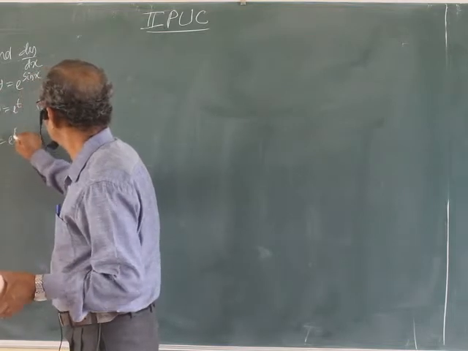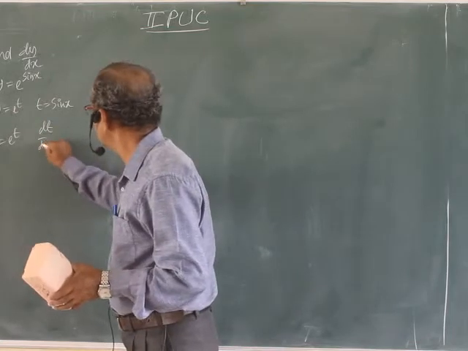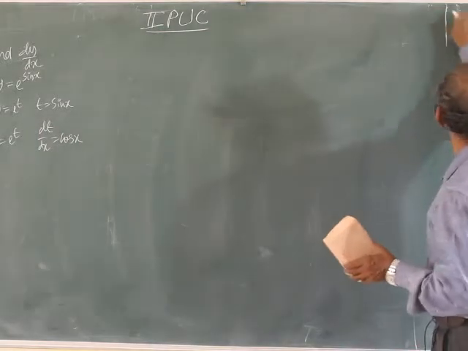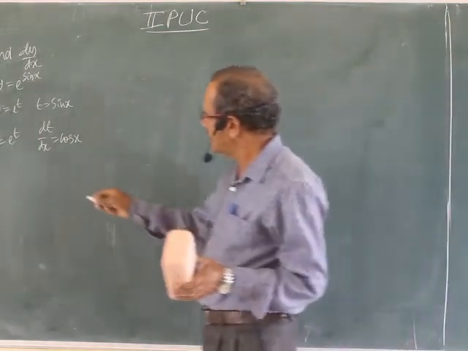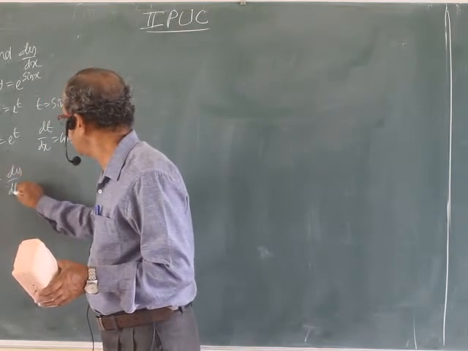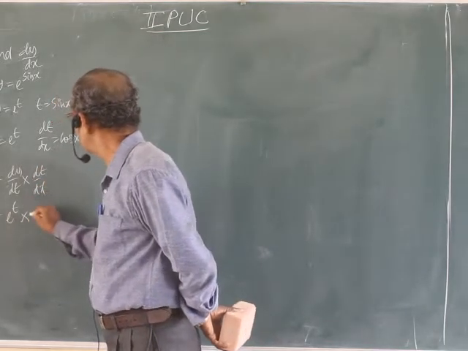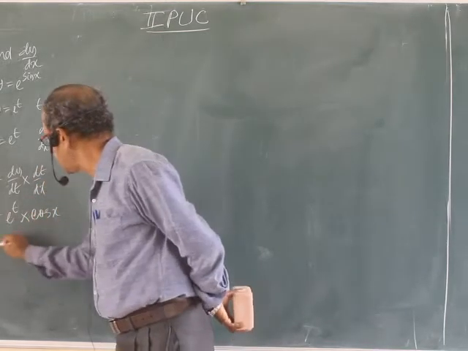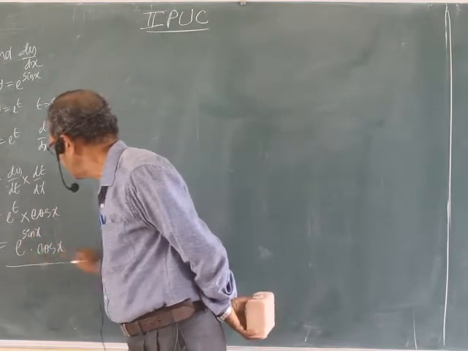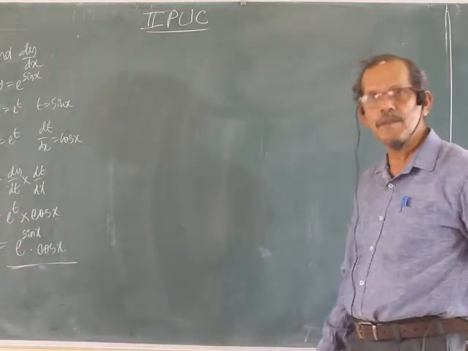Dy by dt, e to the power t, dt by dx, cos x. Dy by dx therefore equal to dy by dt into dt by dx, or e to the power t into cos x. Final answer is e to the power sin x into cos x. Chain rule problem.